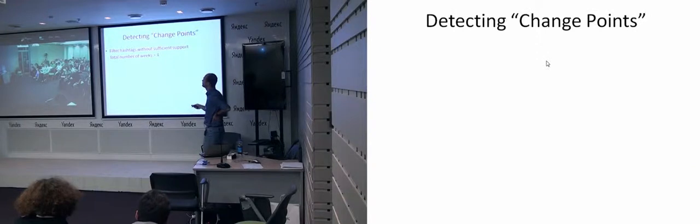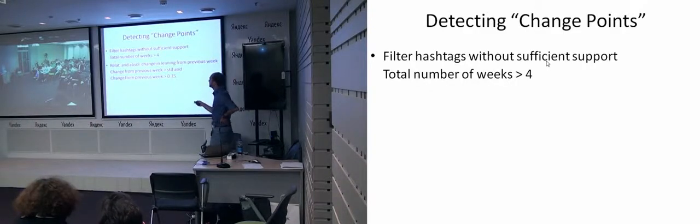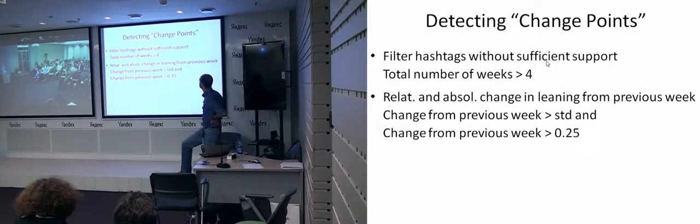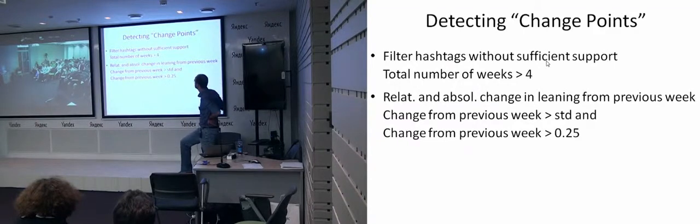So we filter out hashtags that don't have sufficient support. The hashtag needs to be present for at least so and so many weeks. Otherwise, if it's only present in 1 week, how do we know if it's an outlier or not? So you need to have this so you know what's normal. Then we look at the relative and absolute change in the leaning from the previous week. It needs to change from the previous week. It cannot just stay constant. It needs to change from its normal state as well.